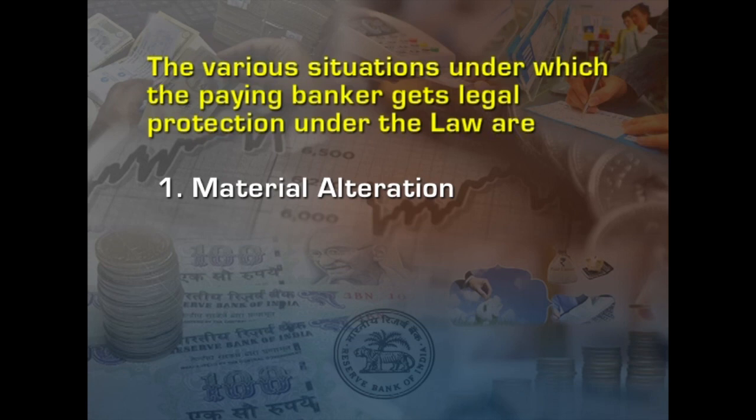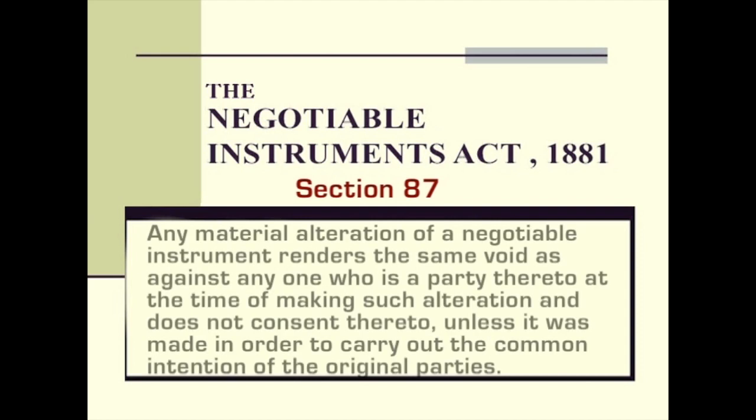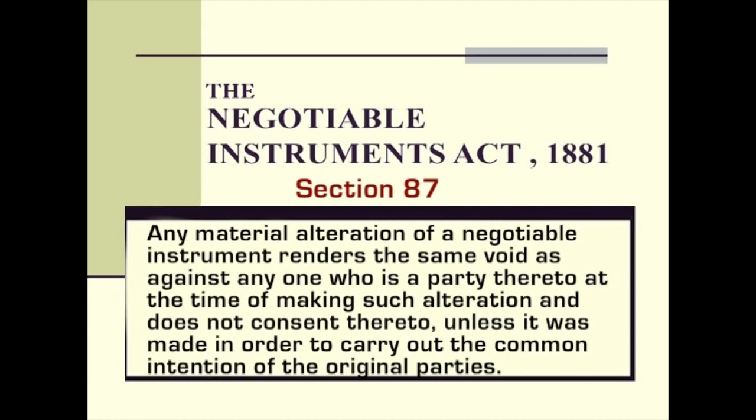1. Material alteration. Any alteration of a negotiable instrument which affects its operation substantially and changes the liability of the parties concerned is termed as material alteration. According to Section 87 of the Negotiable Instruments Act, any material alteration of a negotiable instrument renders the same void as against anyone who is a party thereto at the time of making such alteration and does not consent thereto, unless it was made in order to carry out the common intention of the original parties.